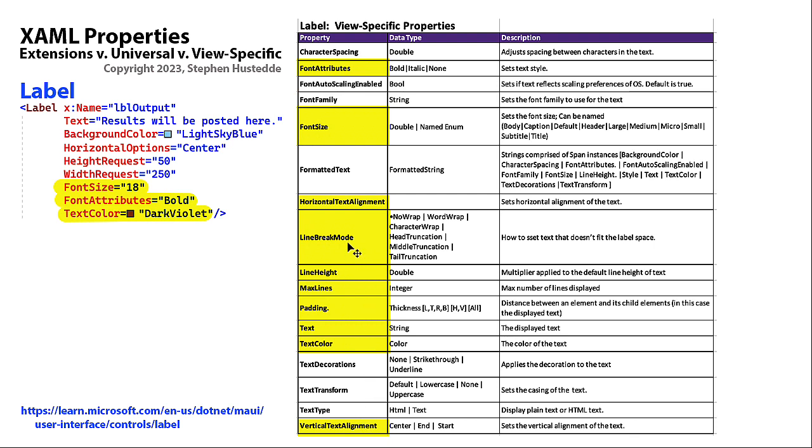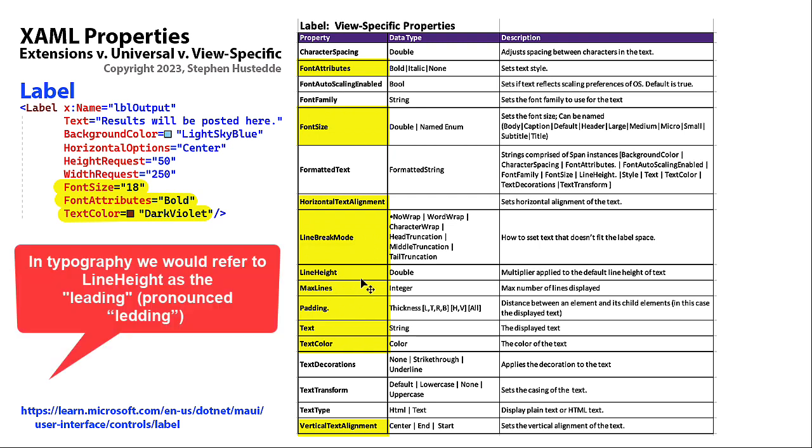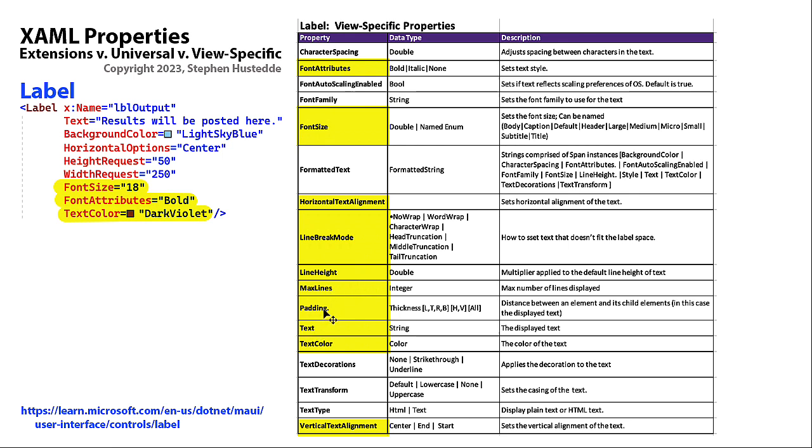Line break mode, how do you want this to wrap? Do you want to wrap on words? Do you want to do truncation? Line height, if you have multiple lines, such as max lines. What's the padding? How much distance do I want between the edge of the view and the text? And of course, the big one here is text. That's going to be the display and the text color.